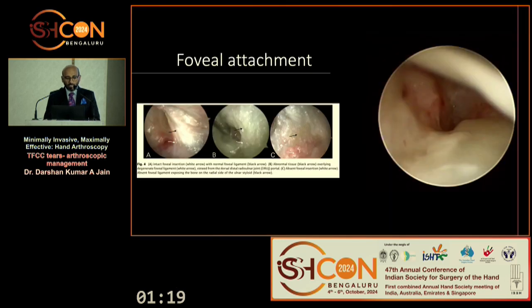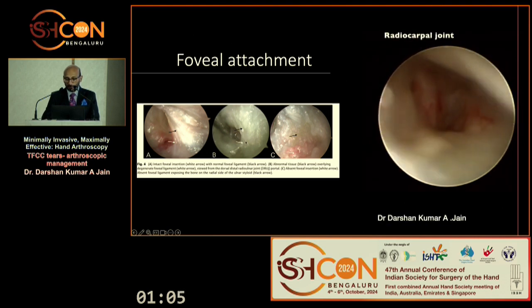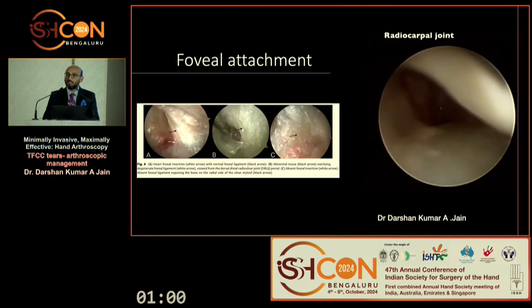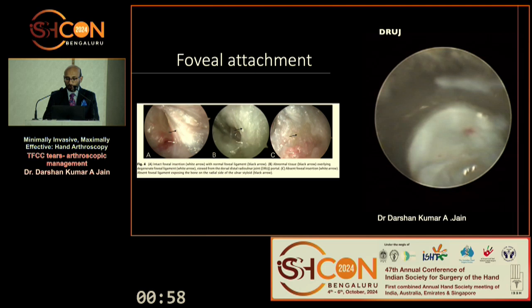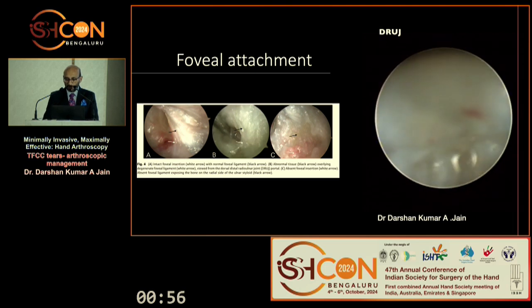So this is what the Geoff Eckers paper mentioned about the visualization of the foveal attachment. This is a normal one, the first A, and the second one has some abnormal tissue along the C also. There's absent foveal insertion here, and this is unhealthy tissue, so this needs to be debrided. This is how you do it. You visualize through the midcarpal and radiocarpal portals. Then finally you insert this through the 1.9 scope.